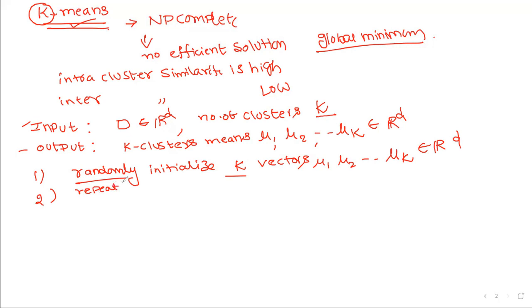What is the operation? From the given data set, assign each x that belongs to D. That is, x is an instance of the data set. Now this x is assigned to a cluster. We have k clusters. Assign the instance to the nearest cluster. That is the important thing.